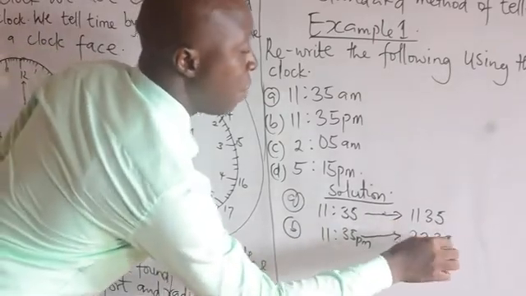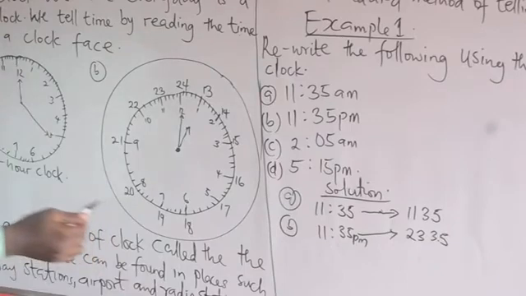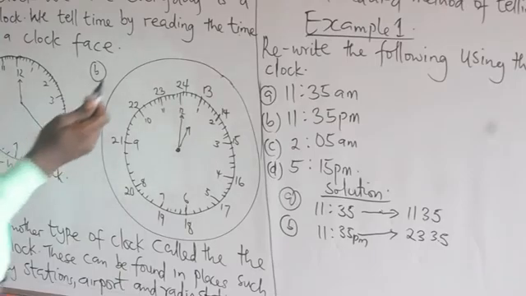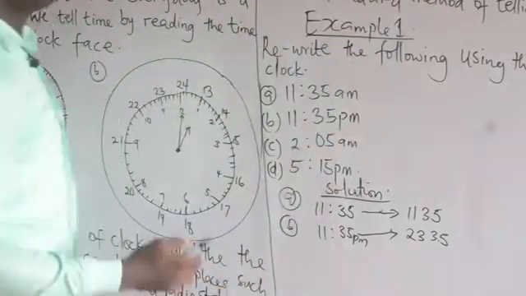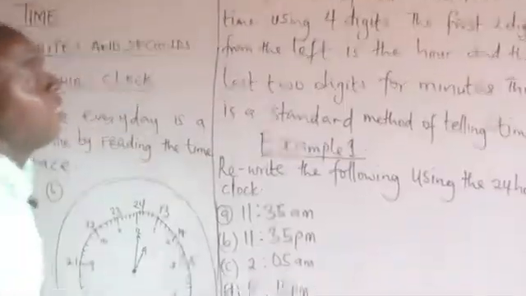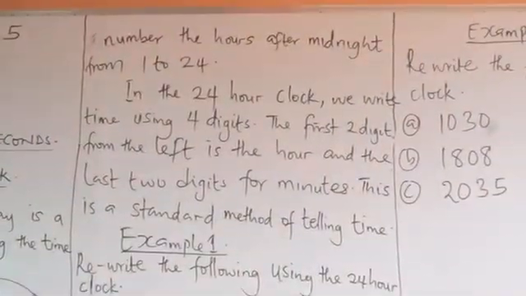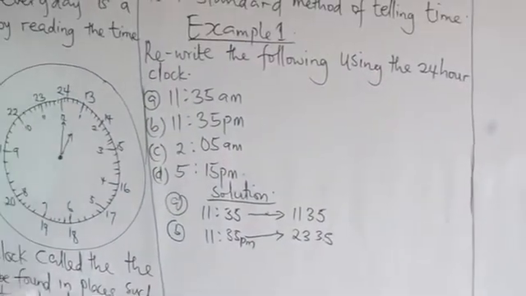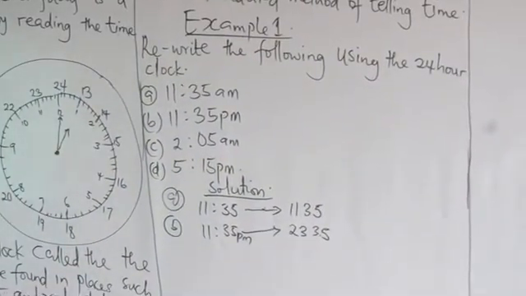Remember, in the 24-hour clock, we write the time using a four-digit number. The first two digits on the left-hand side represent the hour, while the last two digits represent the minutes.